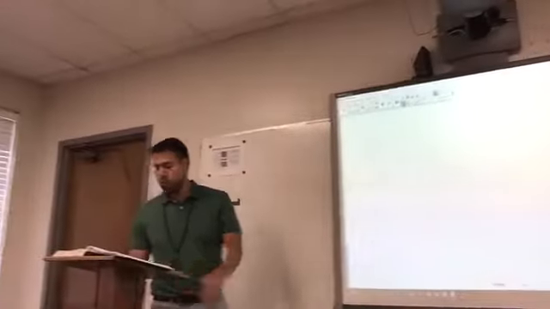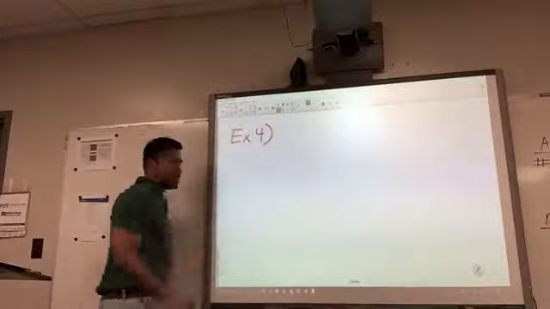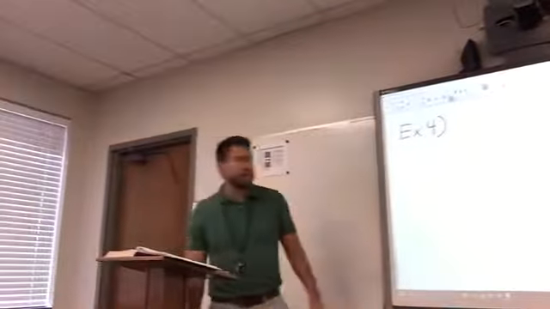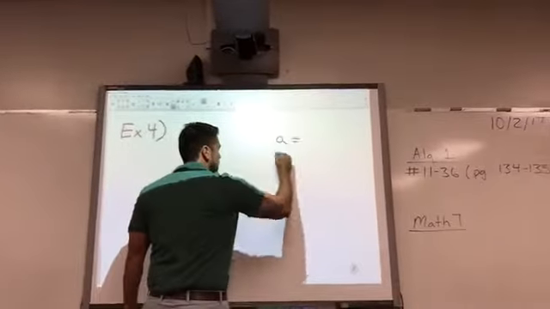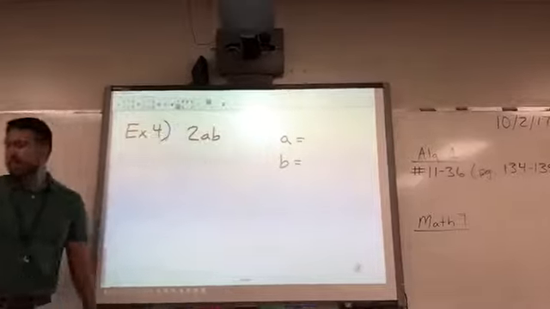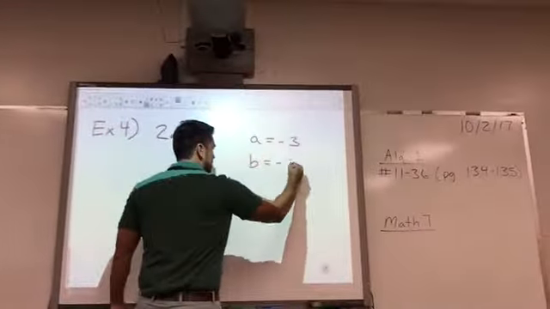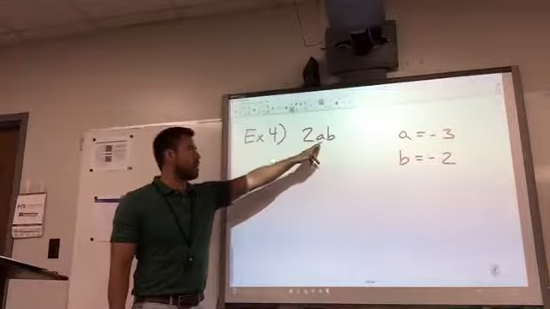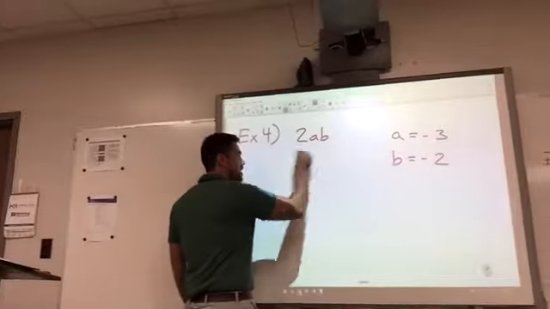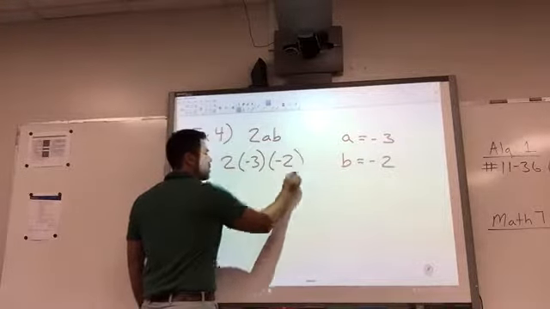Example number 4. This one's very similar to the ones we've already done. It's really not that difficult. It just says evaluate 2AB if A equals something and B equals something. In this case, A equals negative 3 and B equals negative 2. Okay, so all I have to do now is substitute what A and B are into this expression. So it's 2 times negative 3 times negative 2.